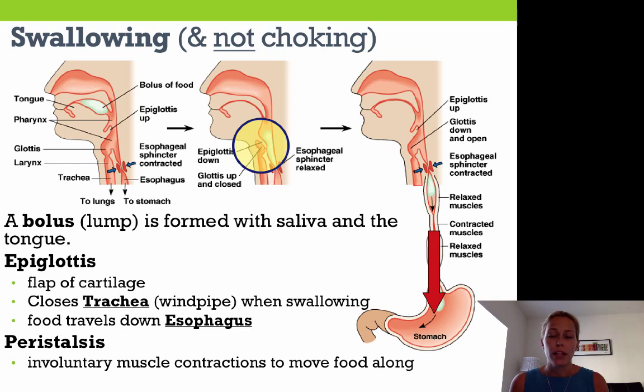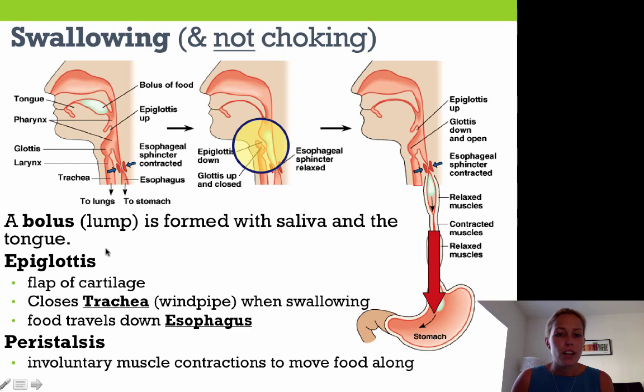So swallowing, not choking, we're talking about swallowing here. Once you are done chewing and have chemically begun to break down your food, something called a bolus, which is just a lump of food, is formed with the saliva and the tongue. And so there's your bolus of food up there, and you swallow.